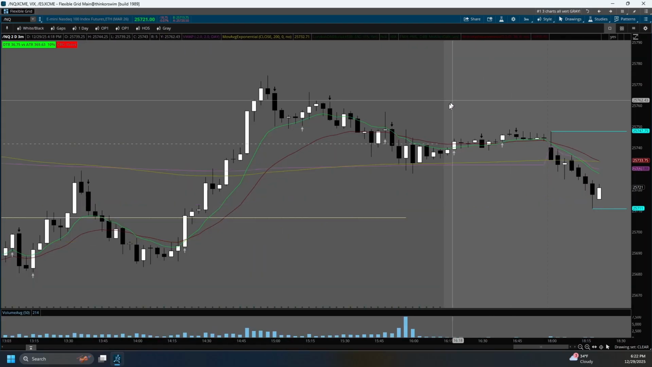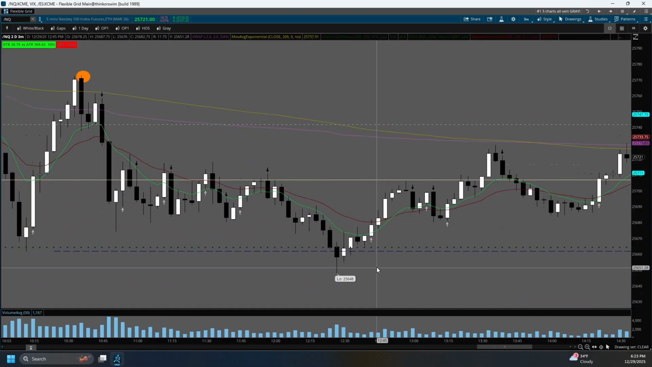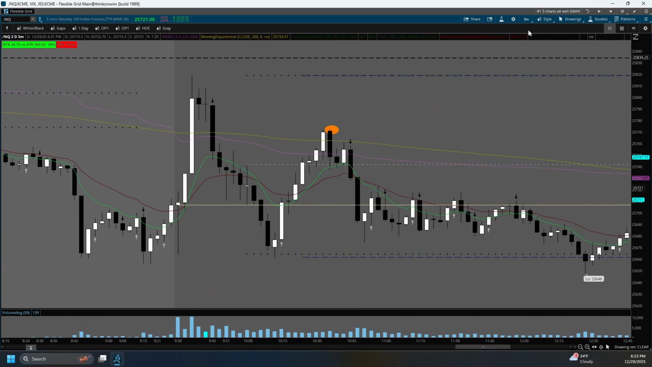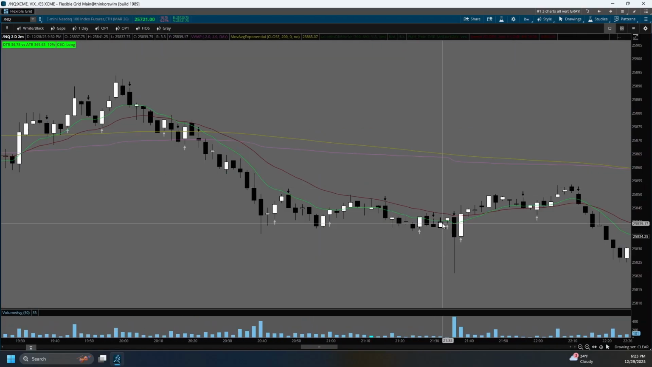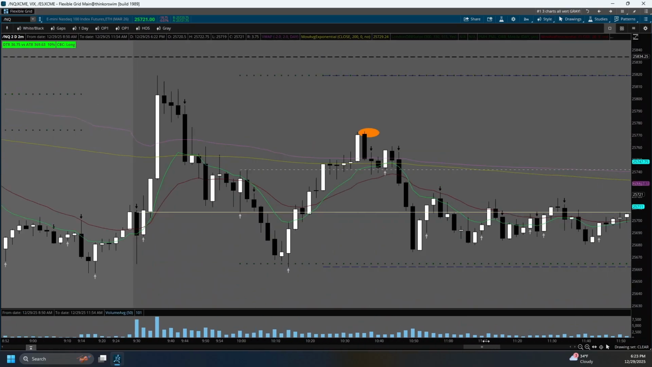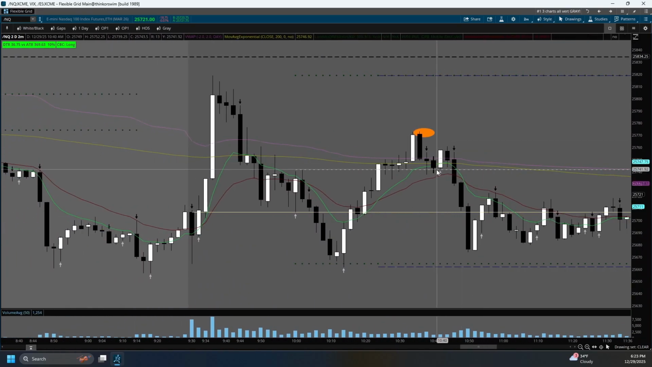On the 3 minutes, you barely touch the 9, so it's not quite as deep of a pullback. But you'd have to be really good with your entry, and then pretty good at scaling, because you would barely get a little more than 15 points.